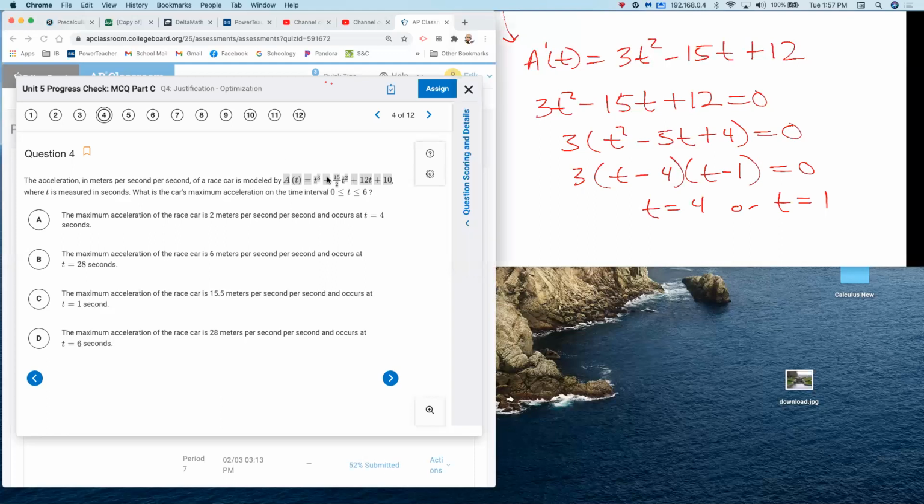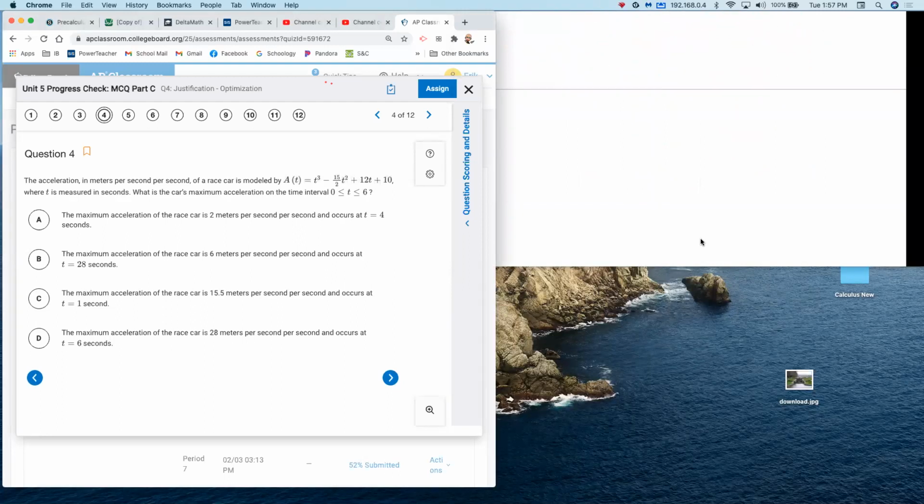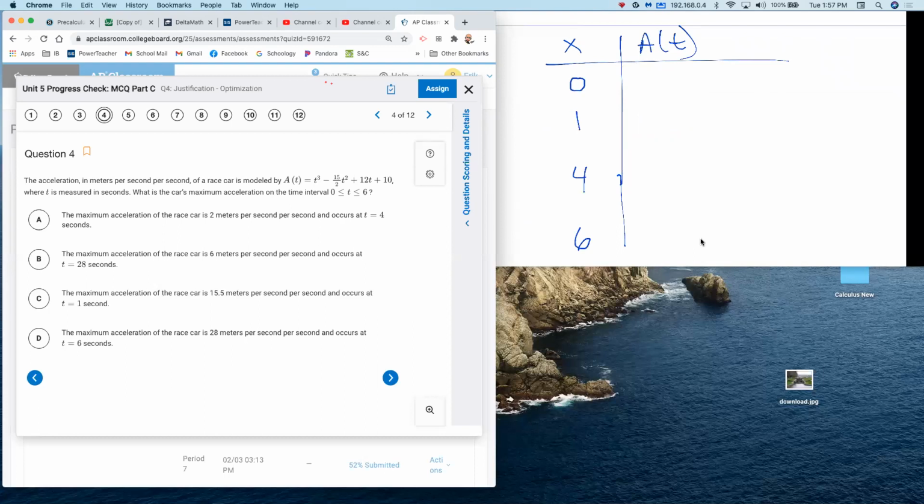Now, what we're doing on this is we're going to go back here. I'm trying to get that not highlighted. There we go. The next step is we're going to make a table. The table is going to have x and really A(t), because that's the function that we're maximizing. We're going to start our table at 0, end our table at 6, and put our critical numbers in that table as well.